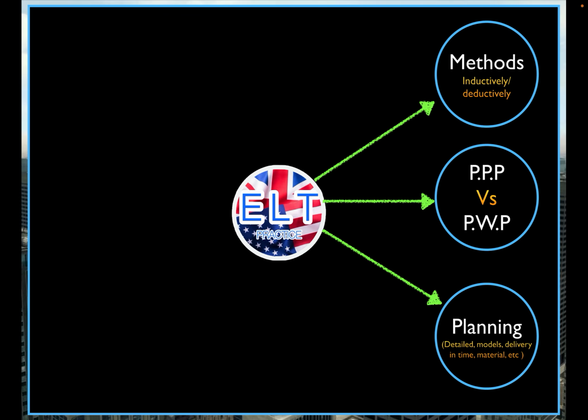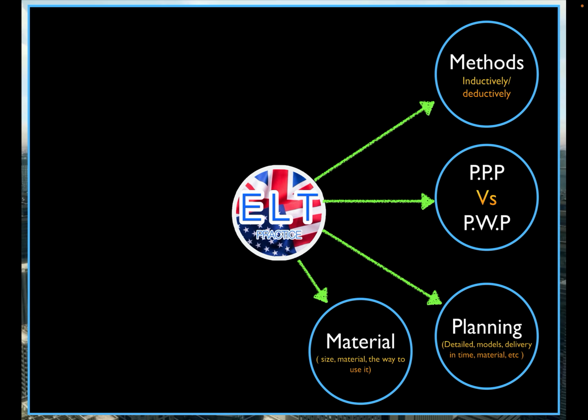Planning, was your planning detailed? Did you use models? Did you deliver the planning in time? What about material? Did you choose additional material in your classes? Material. Well, this is about the resources, the additional resources.